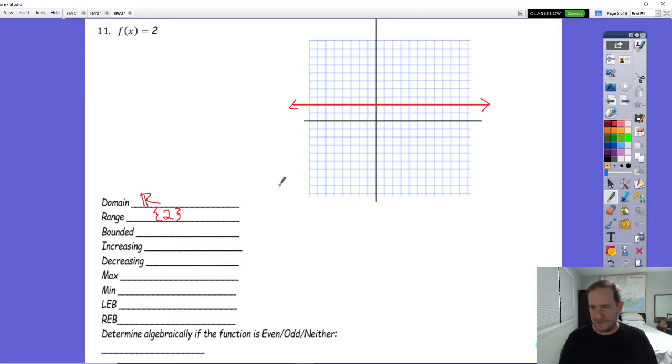So you put it inside of braces and show it, and that sends the message that it's a finite list of possible values. Boundedness, we're pretty obviously bounded both above and below, so bounded. As a constant function, we neither increase nor decrease, so this will be none. Max, maybe the jury's out on this a little bit, but I say, if you look here, this point, is it the biggest overall? Well, yeah, there's nobody lower than it, right?